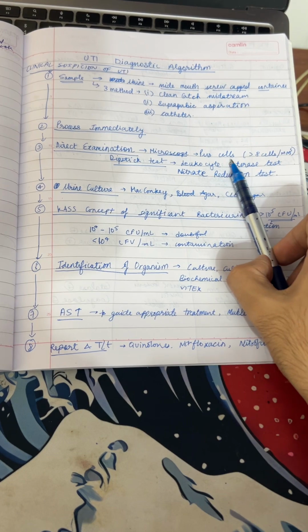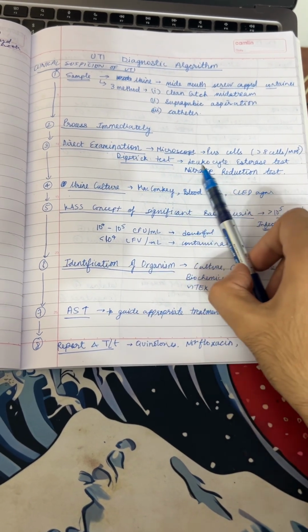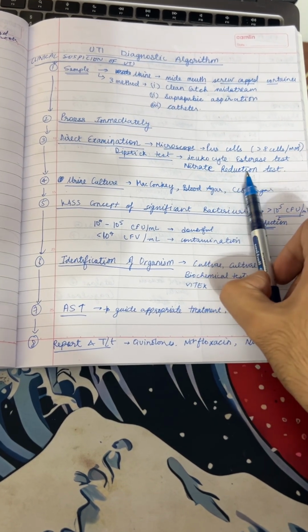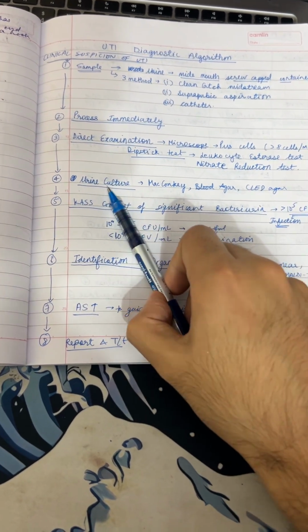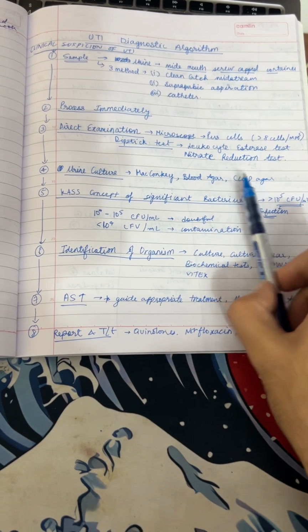If we see pus cells more than 8 cells per mm cube, we'll do a dipstick test. For the dipstick test, there are two: the leukocyte esterase test and the nitrate reduction test. Then we'll do urine culture. Urine culture we'll do on MacConkey agar, blood agar, and CLED agar.